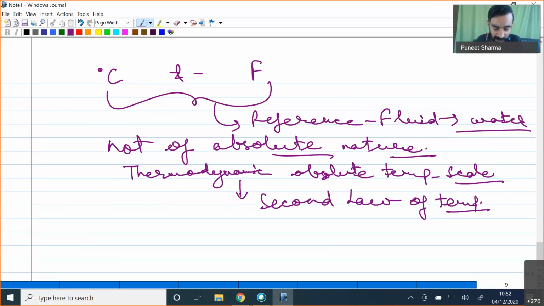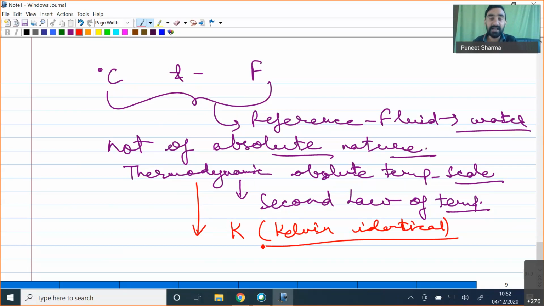But the only point I would like to mention is that, regarding this thermodynamic absolute temperature scale, it has been found that the Kelvin scale of temperature measurement actually shows identical behavior to the absolute thermodynamic temperature scale. So that's why the Kelvin scale is considered the absolute scale of temperature measurement.